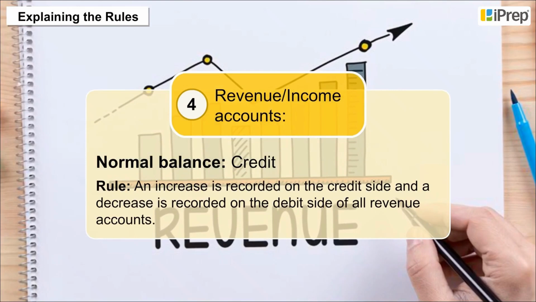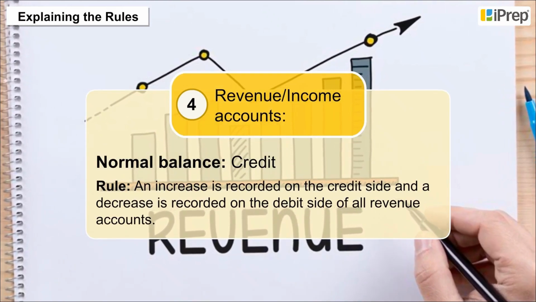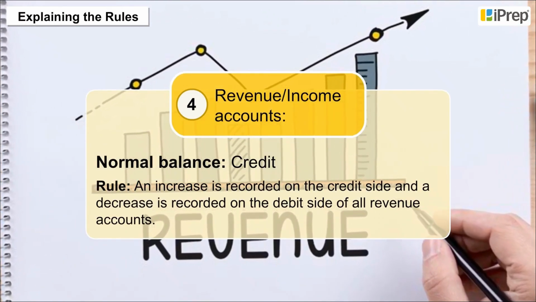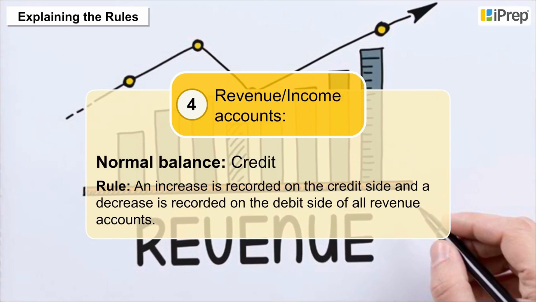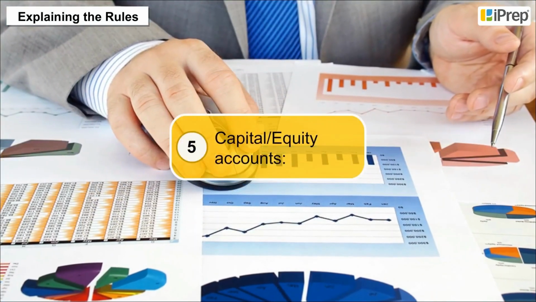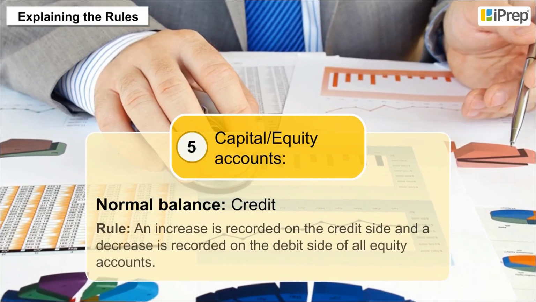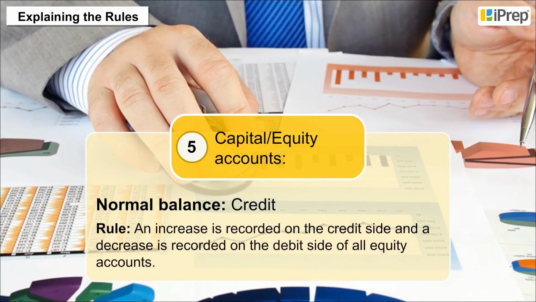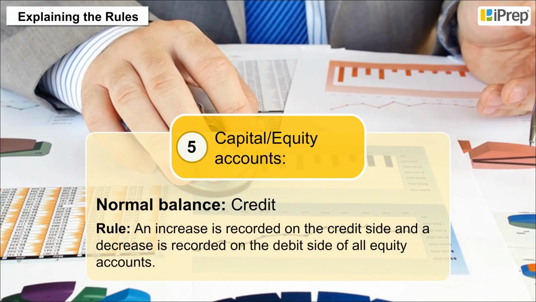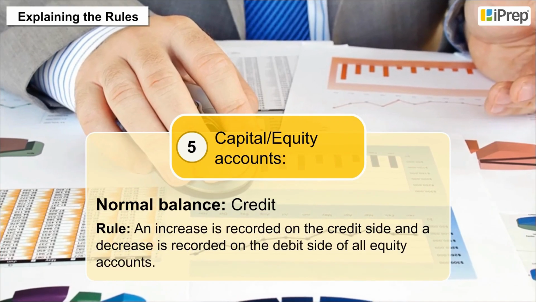Rule: an increase is recorded on the credit side and a decrease is recorded on the debit side of all revenue accounts. 5. Capital or equity accounts, normal balance, credit. Rule: an increase is recorded on the credit side and a decrease is recorded on the debit side of all equity accounts.